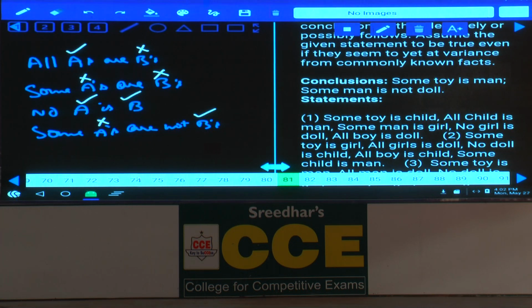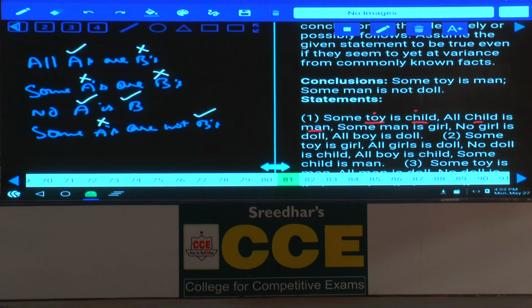What do you mean by term? For example, take: some toy is child, all child is man. How many statements? 2 statements are there. How many words? Toy, child, man, child: 4 words. Now among these 4, there are only 3 different words. What are those 3? Toy, child, and man. That means one word is common between these 2. Hence we should have a common term, the middle term.